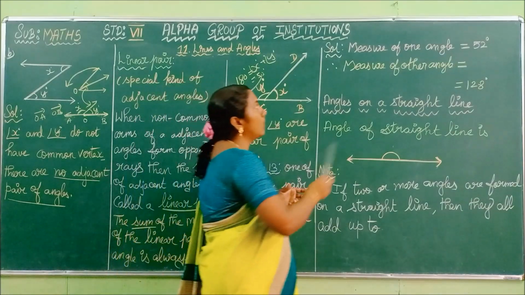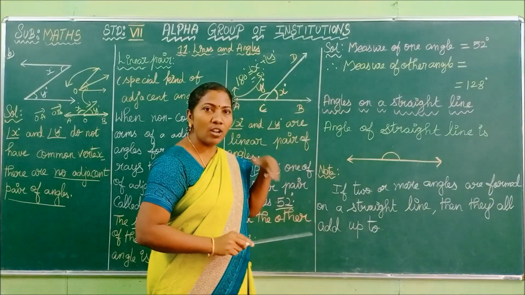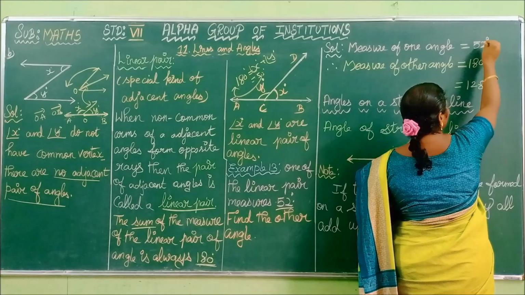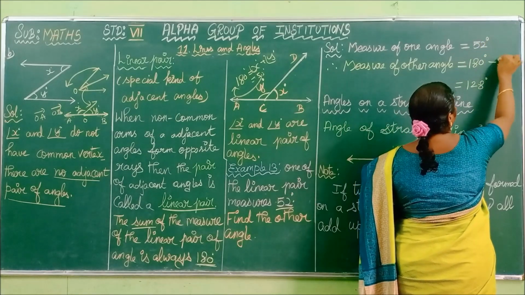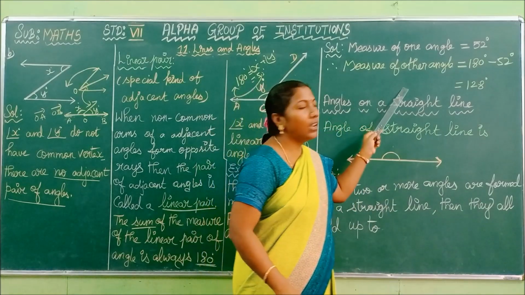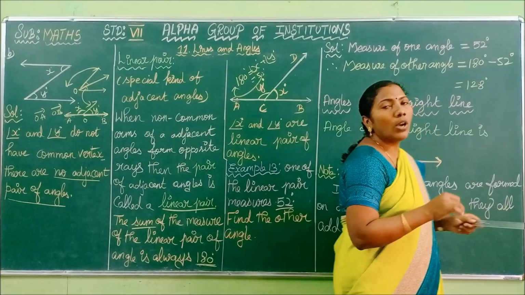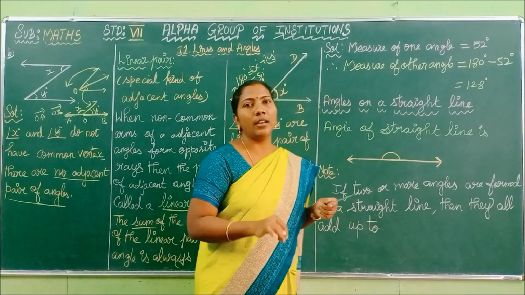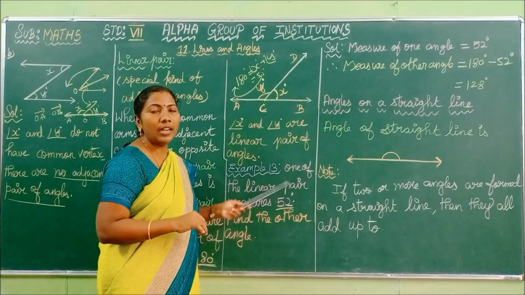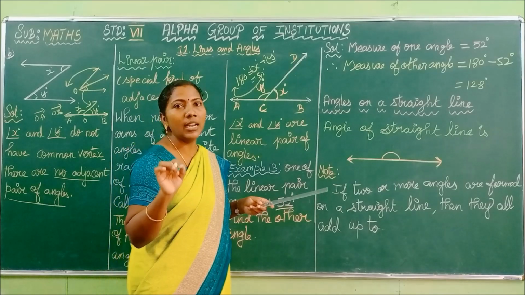So to find the other angle, you have to subtract the known angle from that 180 degrees. So see the solution part. Measure of one angle is 52. So to find the measure of the other angle, you have to subtract this 52 from 180 degrees. Do you understand, children? Why are we subtracting the 52 from 180 degrees? Because in the question they have told us they are a linear pair. Linear pair means if you add the two angles, it always gives the answer 180.